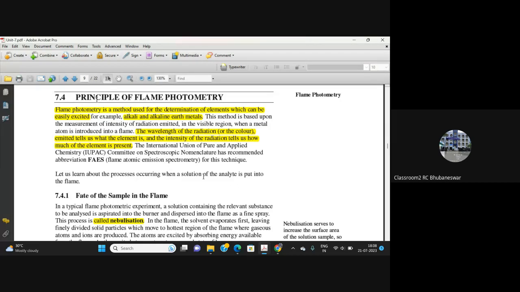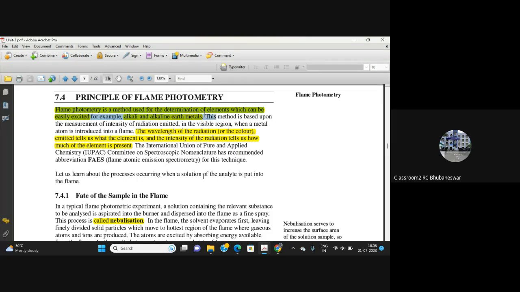So the principle of flame photometry is that flame photometry is a method used for the determination of elements which can be easily excited, for example, alkali and alkaline earth metals.